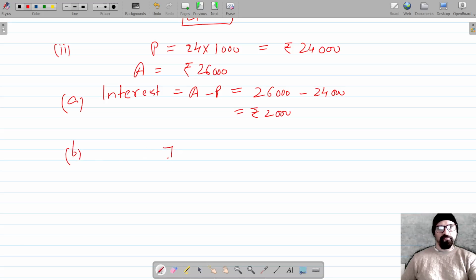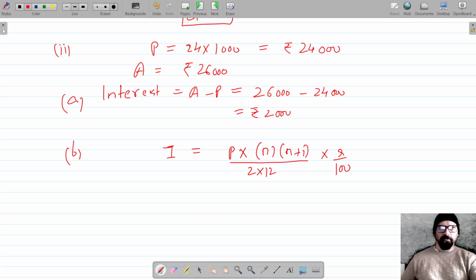So interest earned for the recurring deposit is given by I is equal to P into n into n plus 1 upon the time in months, which is 2 years means 12 months, into R by 100. So here n is 24, which is the time. So n is equal to 2 years, 2 into 12 is equal to 24 months. Now the interest earned is 2000.